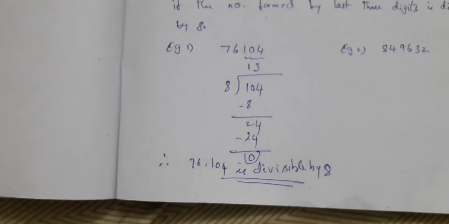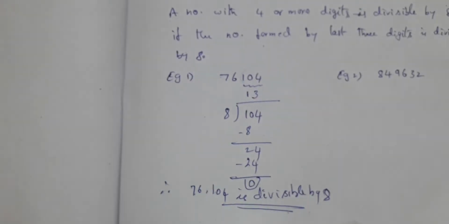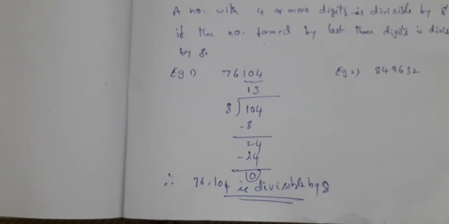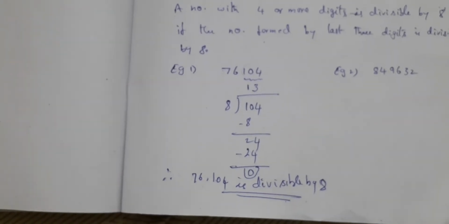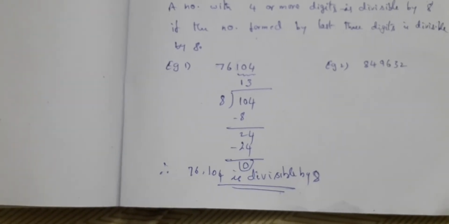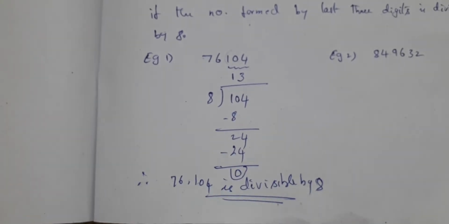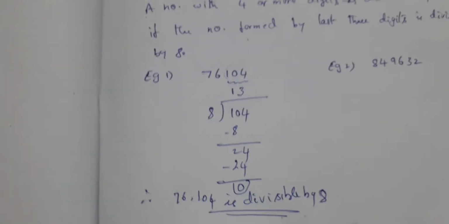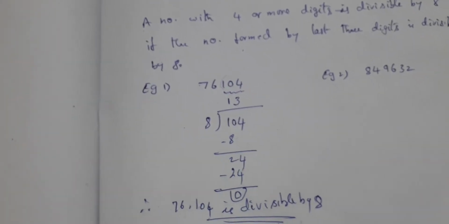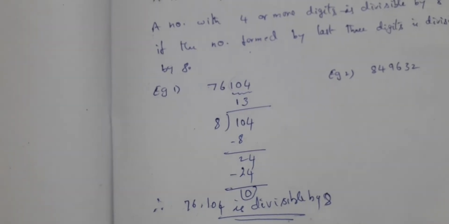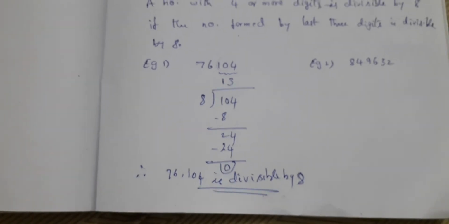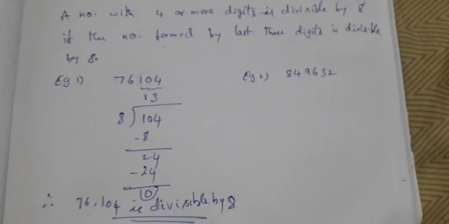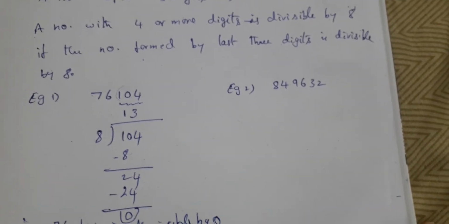Very good. So how did we check the divisibility rule? Up to 3 digits, direct division only. There is no rule. If you have more than 3 digits, maybe 4 digits, 5 digits, 6 digits, even a 10 digit number, you can verify it just by checking the last 3 digits. Whatever the last 3 digits are, if they are divisible by 8, then the complete number is divisible by 8. Now let us check with the other number. What is the other number you have?